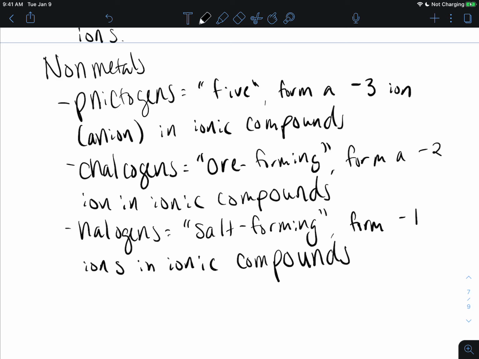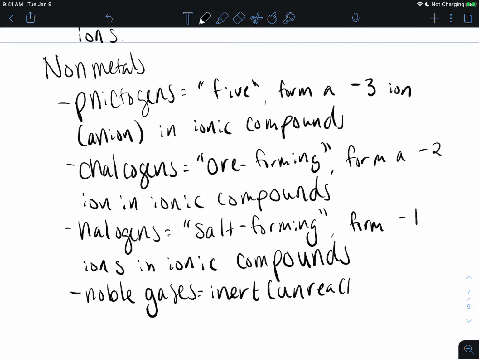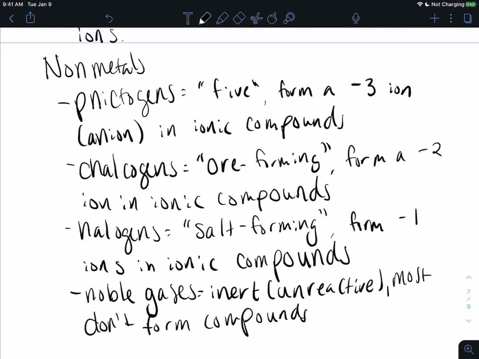And then lastly, our noble gases. These are considered inert, so unreactive. And most do not form compounds. Those that do, krypton and xenon, are not going to form very many.